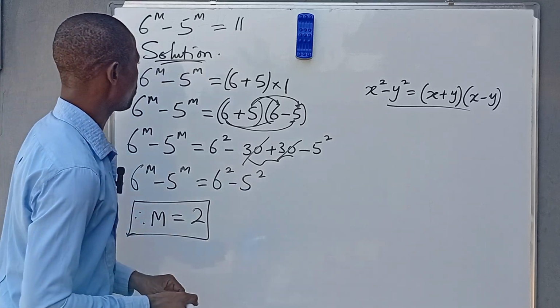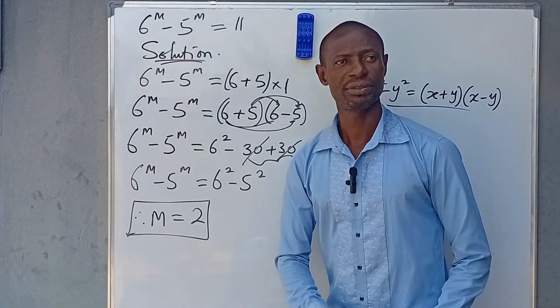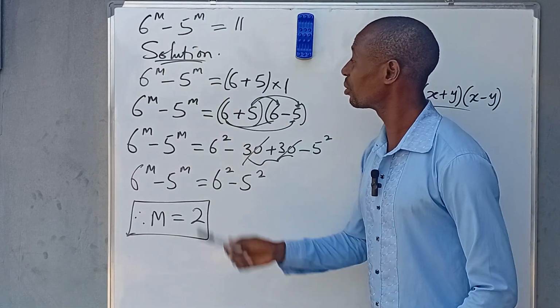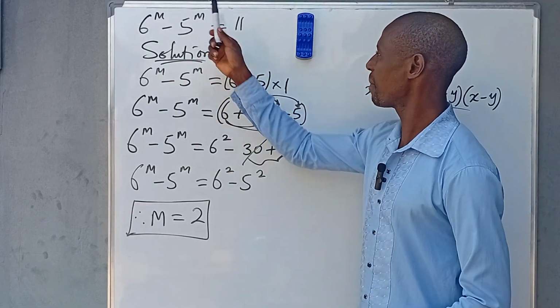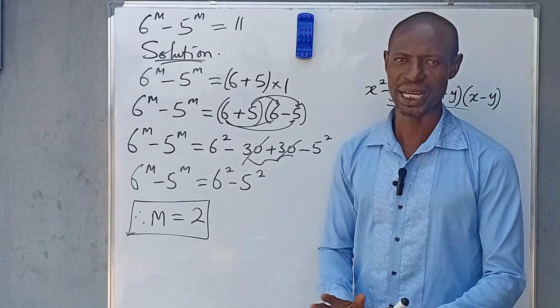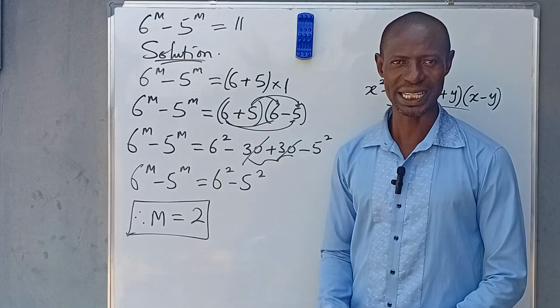Simple. Now, if we put 2 into the original equation, 6 to the power of 2 will give us 36, and 5 to the power of 2 will give us 25. And so if you take away 25 from 36, that will give us 11. So this is how you solve for exponential challenges of this kind.